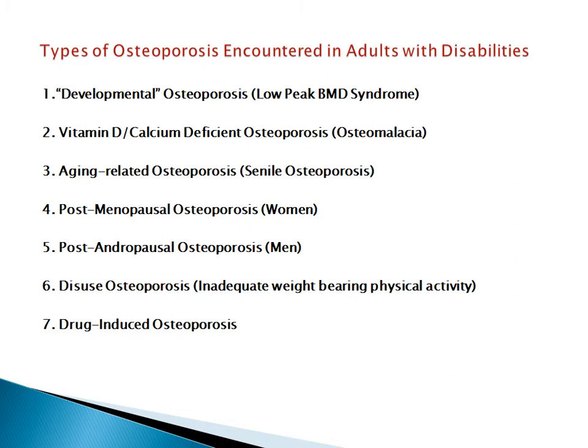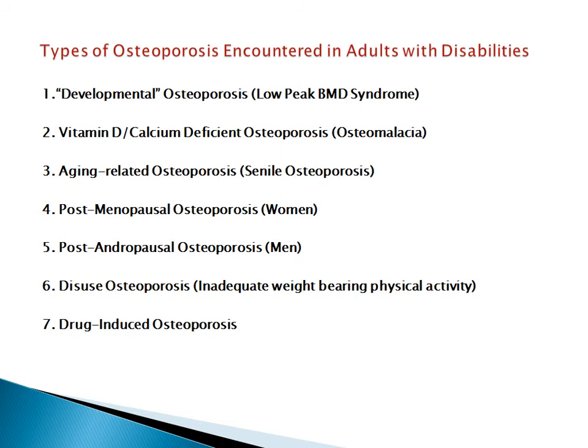Aging-related osteoporosis, and this, if it's a pure aging-related or senile osteoporosis, usually the bone formation is reduced more than the bone resorption. So you may see a reduction of bone alkaline phosphatase or P1NP out of proportion to the CTX, for example.